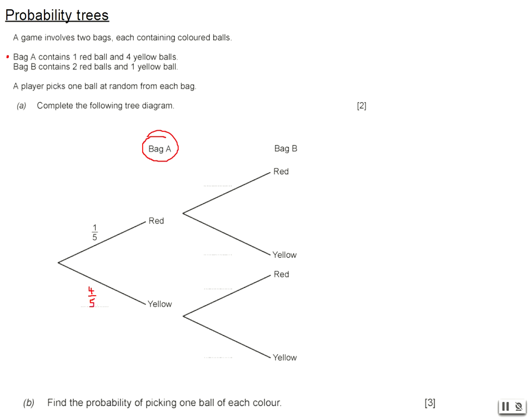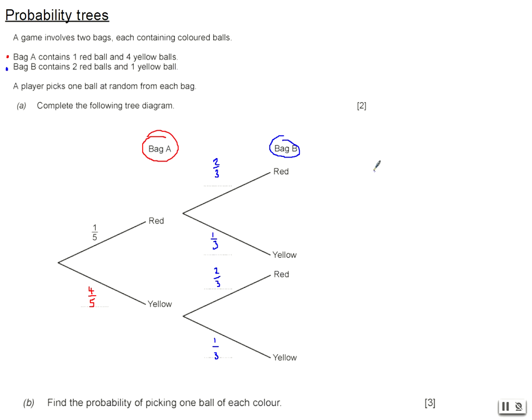So in the second part of the question, it mentions bag B, which is the sentence underneath, and bag B is the second set of branches here. So what we have here is in bag B there's 3 balls altogether, so the red is 2 out of 3 and the yellow is 1 out of 3. These get repeated on the second set of branches, and then what we have to do is look at all the different combinations that we could get.